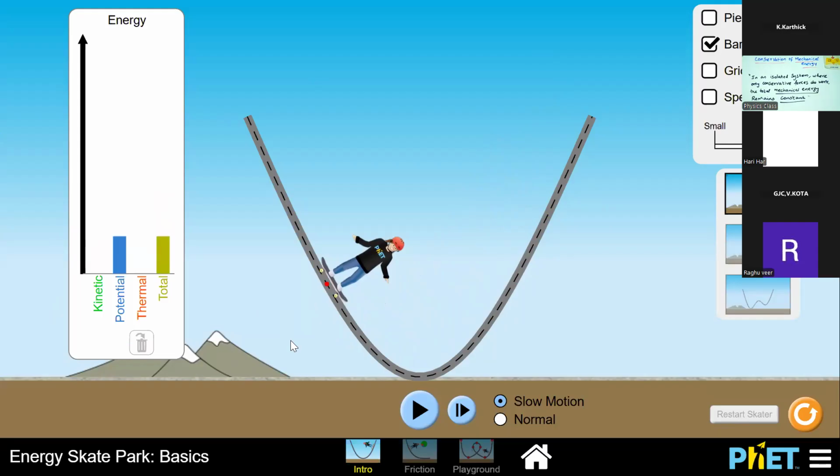Okay. So when the skateboarder is at the highest point, what do you notice about the potential energy bar and what about the kinetic energy? You can tell me via the chat box.